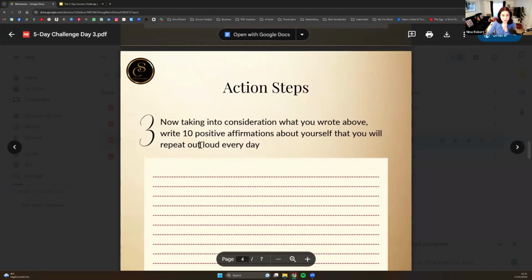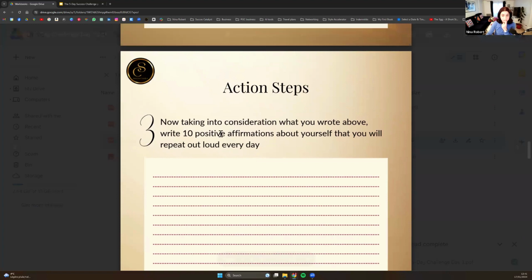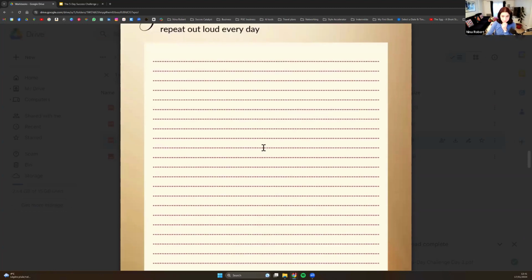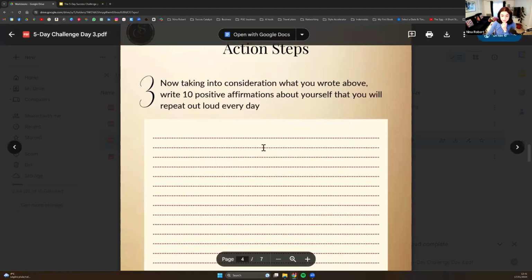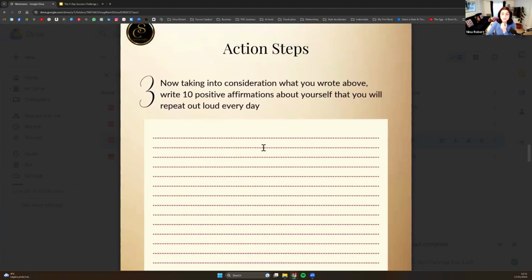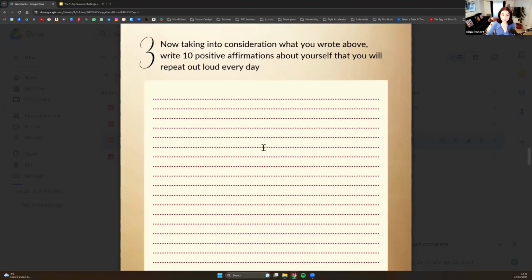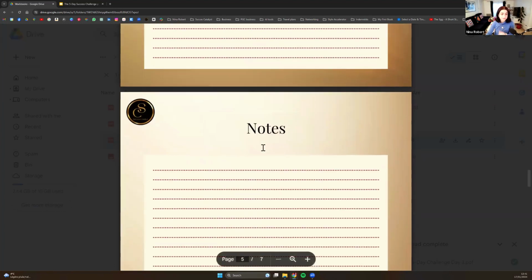Third exercise is to take into consideration what you wrote above, and then write 10 positive affirmations about yourself that you will repeat out loud every day. So I want you to think of 10 affirmations and write them down somewhere visible for you, or record yourself saying them and then repeat them out loud every day. And then you have some space to put your notes. And that's it for today.